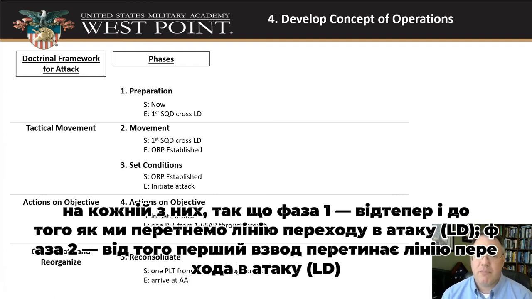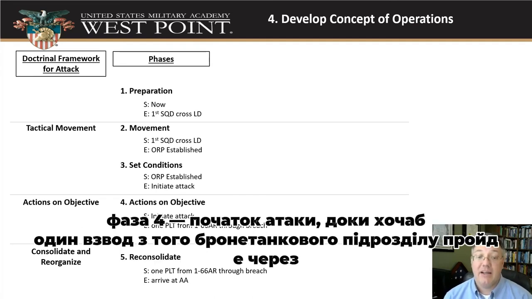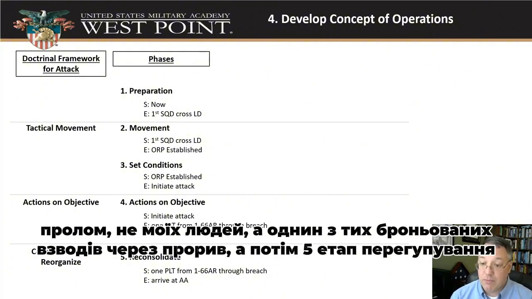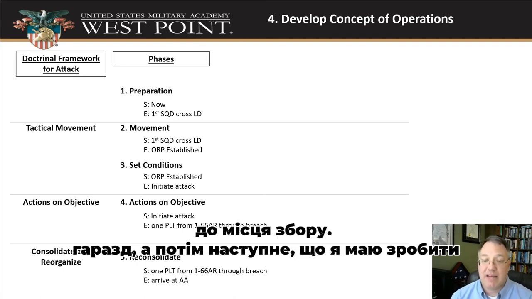So phase 1 from now until we cross the LD, phase 2, first squad across the LD until the ORP is established, phase 3 from the ORP established until we initiate the attack, phase 4 is initiating the attack until I get 1 platoon from that armor element through the breach. Not my own folks, one of those armor teams through the breach. And then reconsolidate starts from I've passed a platoon of friendlies through the breach until I get all my forces back to the assembly area. Everything that happens after that point.